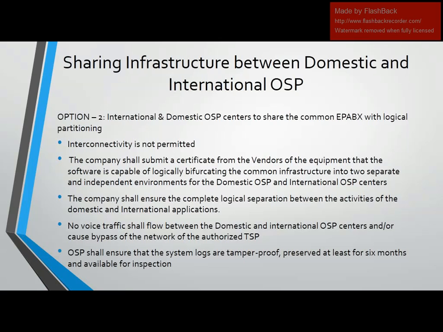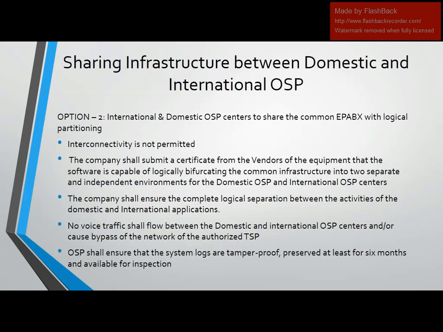Interconnectivity is not permitted. The company shall submit a certificate from the vendors of the equipment that the software is capable of logically bifurcating the common infrastructure into two separate and independent environments for the domestic OSP and international OSP centers. The company shall ensure the complete logical separation between the activities of the domestic and international application.